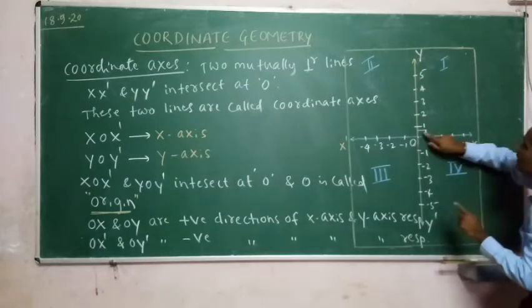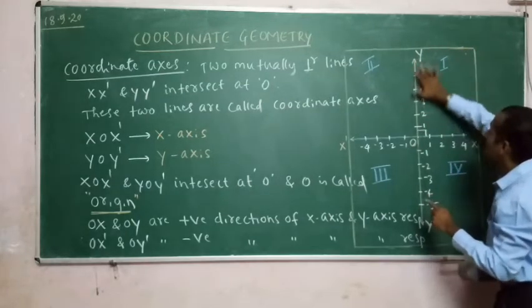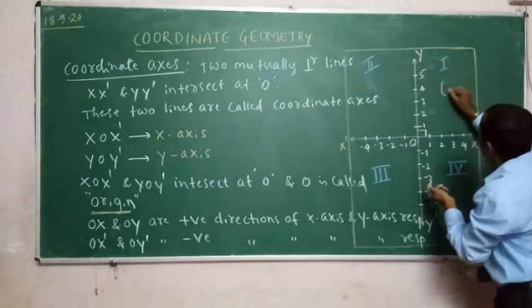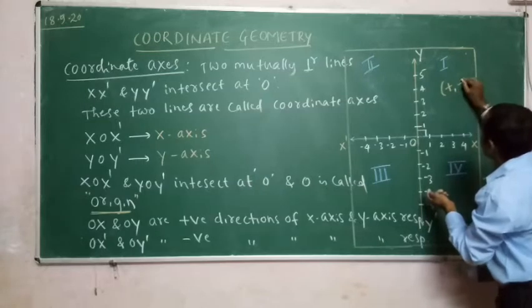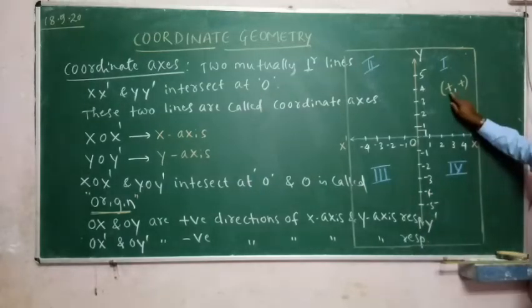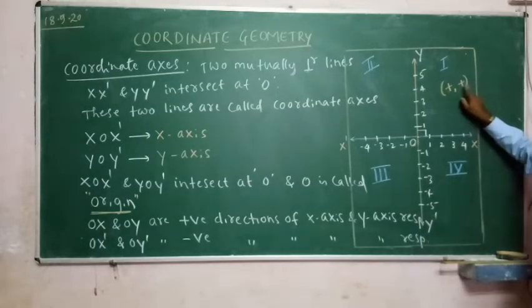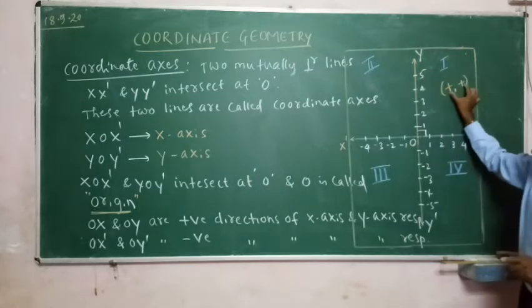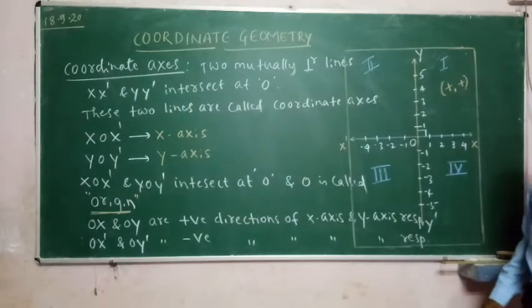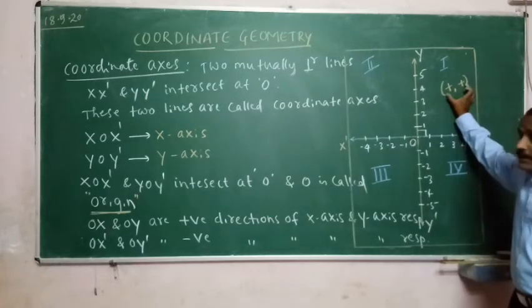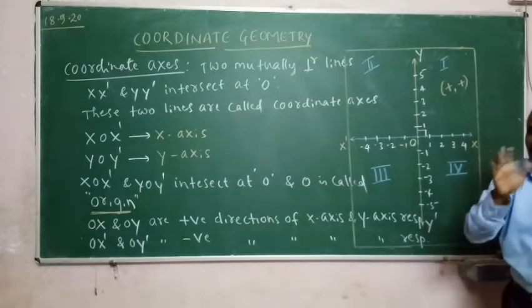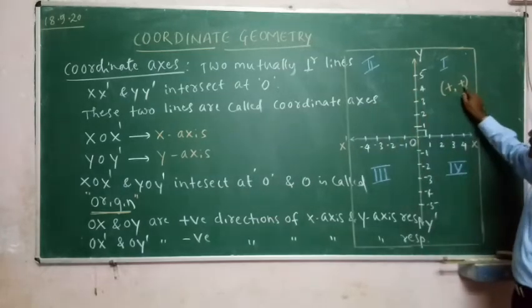This is also positive. This entire area is positive only. So I will write this as plus plus. It means this is always the x value, this is always the y value. X value positive, y value positive. This is called plus plus. Together, when you write in a bracket, it will become a coordinate, but that I will tell you later. Plus plus means x value positive, y value positive.